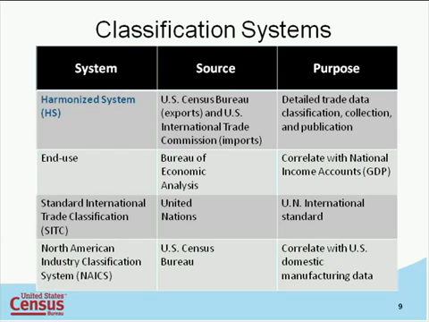The in-use system allows data users to fit trade data into the National Income Accounts, better known as GDP. The Standard International Trade Classification, or SITC, is defined by the UN. It allows for comparison of trade data across different countries. The North American Industry Classification System, or NAICS as we like to call it, replaced the SIC in 2000. It provides a good industry-level overview of trade and allows for comparisons of trade data and domestic production data.